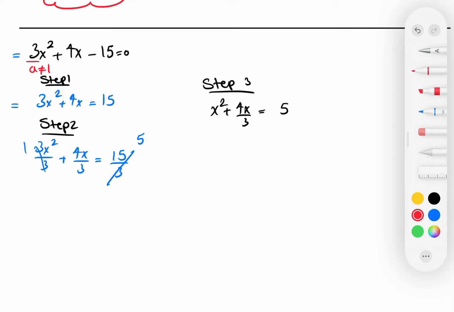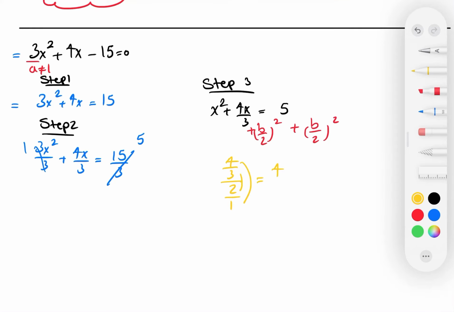Now, same thing, you just have to add the coefficient of x, which is b, over 2, divided by 2, raised to the power of 2 to both sides. So you're just going to have to add 4 over 3 divided by 2 raised to the power of 2. Now, here is where most technical difficulties arise, because most people don't know how to divide 4 over 3 by 2. Well, just give 2 a denominator of 1.